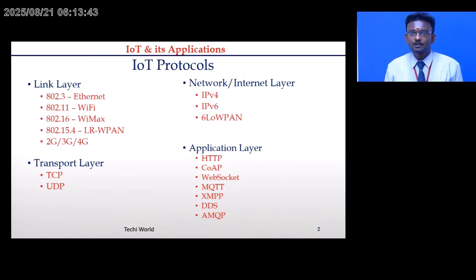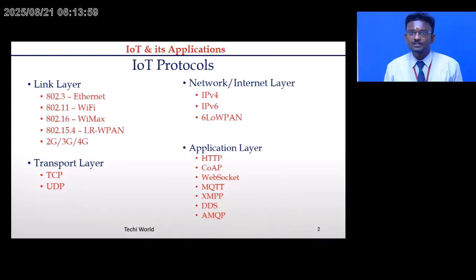In the transport layer, there are two protocols, TCP and UDP. We are very familiar with these two protocols. TCP is a connection-oriented protocol, and UDP is a connectionless protocol.